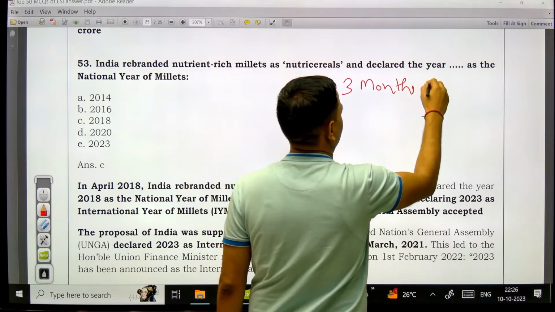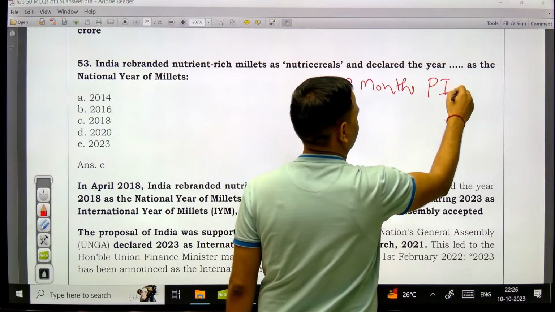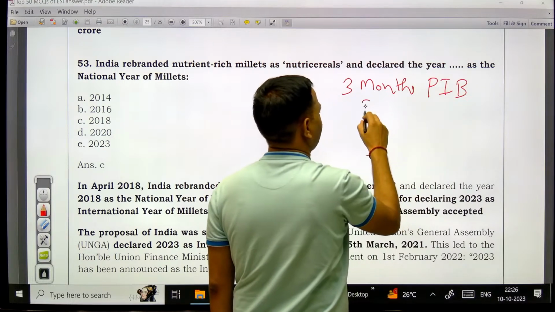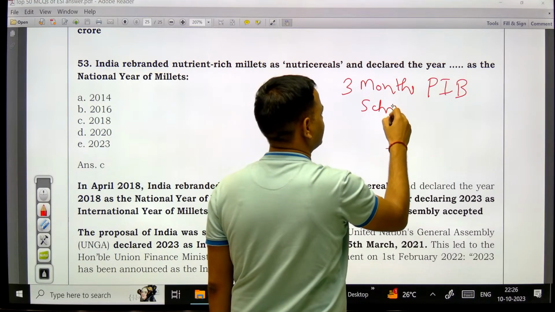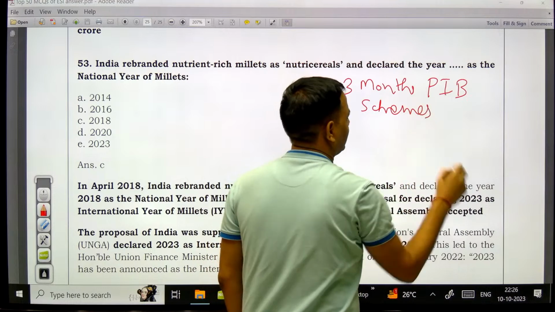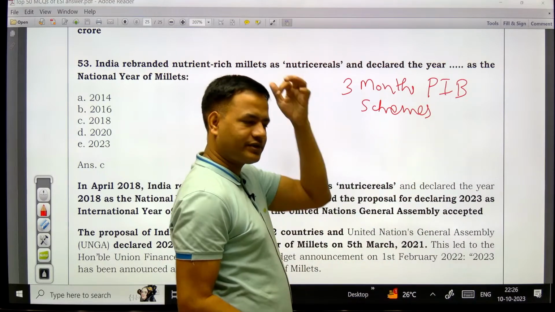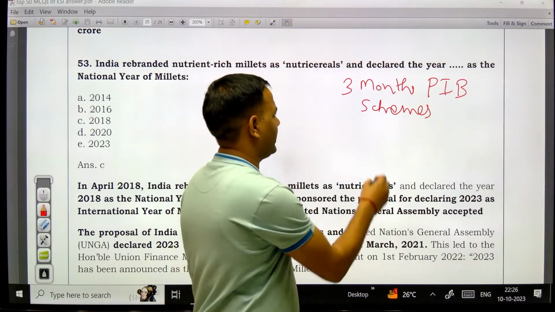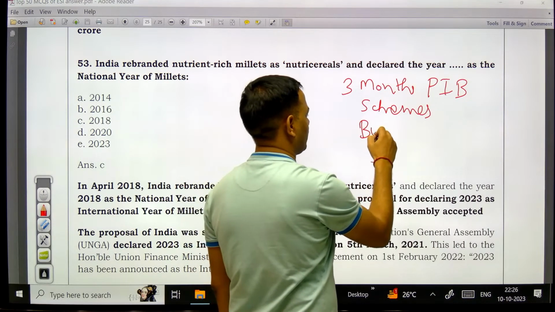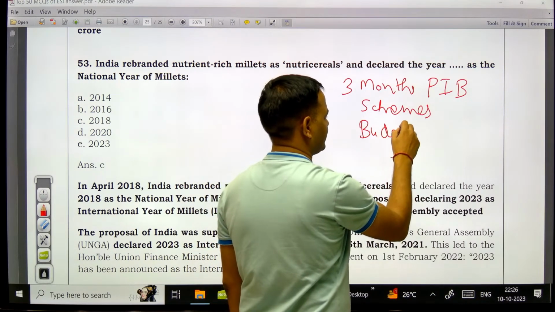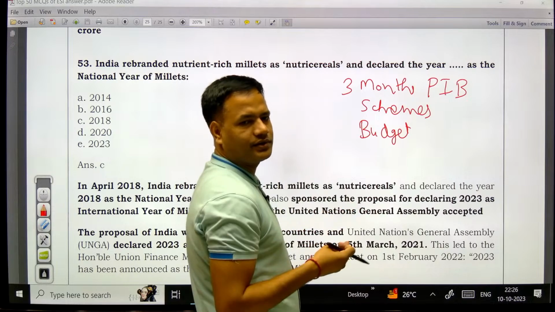Do it thoroughly, it is very important. Schemes, I have given a list. I have given a list of important ministries in today's Telegram, so you can do from there. Budget, I have told you that these topics which I have discussed in this session.